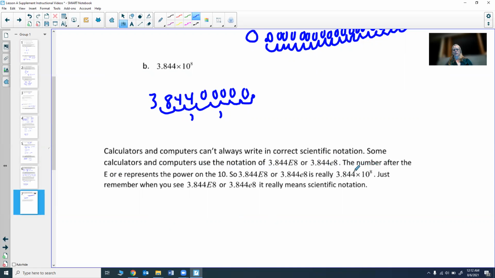It's just that computers and calculators usually can't write times 10 to a power because that means using superscripts. You, however, have the ability to do that. You know how to write that number with a superscript on it, a power on it. So please write them in the correct notation way, not with the e's there anymore. Just remember, whenever you see 3.844E8, it really means scientific notation.